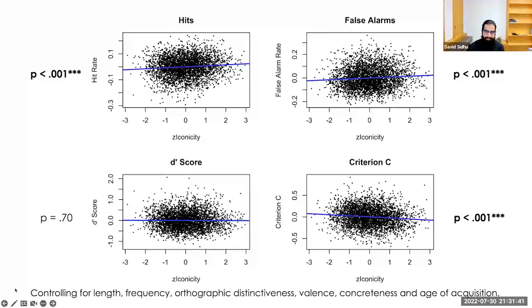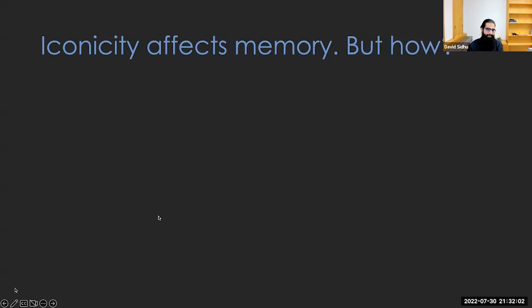And once again, we get significant effects of iconicity on memory. This time we do get an effect in hits, so iconic words are associated with a higher hit rate. Again, iconic words are associated with a higher false alarm rate and with a lower criterion once again. In this study, we didn't find an effect in D prime. So it does seem like iconicity is affecting memory, and it isn't just an effect of list context, but we're still left with this question of how or why iconicity is leading to the effects in memory.